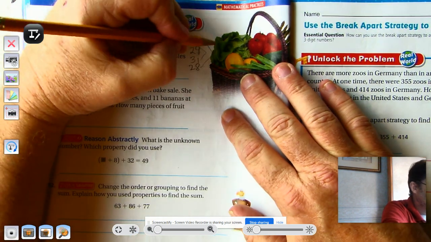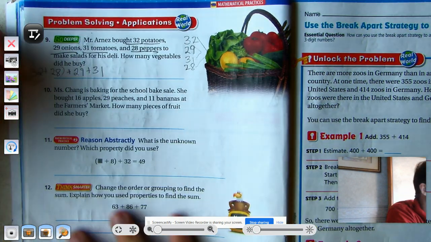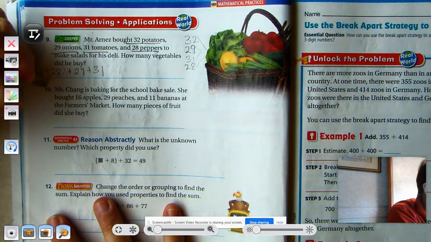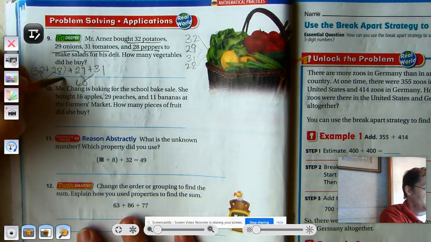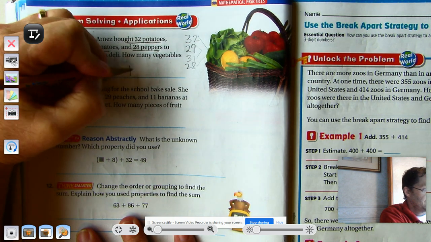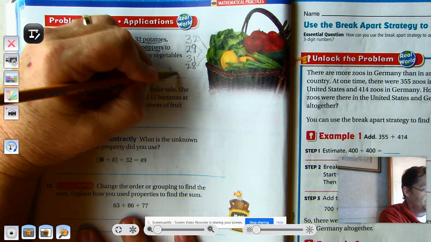32 and 28 gives us a sum of 60. I'm going to write it down here, 60. 29 and 31 gives us a sum of 60. And 60 and 60, 120 vegetables.